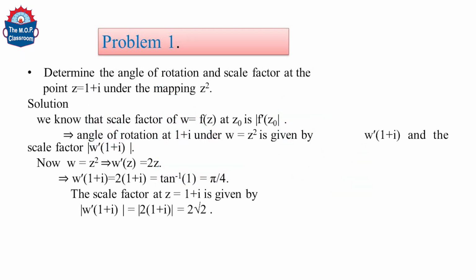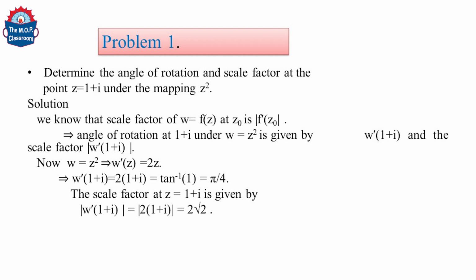So, we take a problem to define what we mean by the scale factor and the angle of rotation. Here we are going to determine the angle of rotation and scale factor at the point z equal to 1 plus i under the mapping z square. We know what we mean by scale factor. The scale factor is defined as the modulus of f dash of z naught, and our angle of rotation is defined as the argument of w dash of 1 plus i. Here 1 plus i is the point.